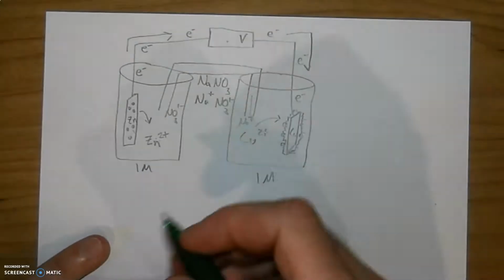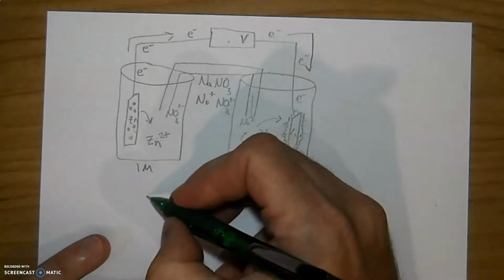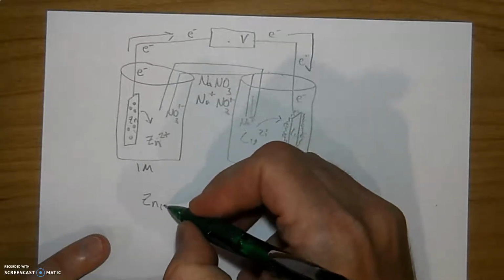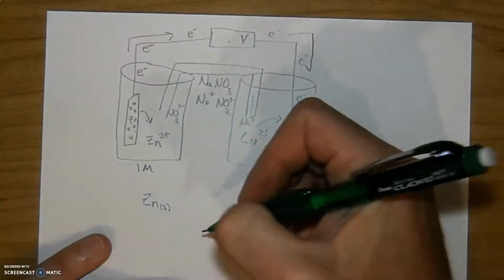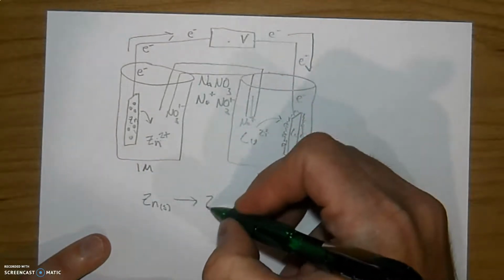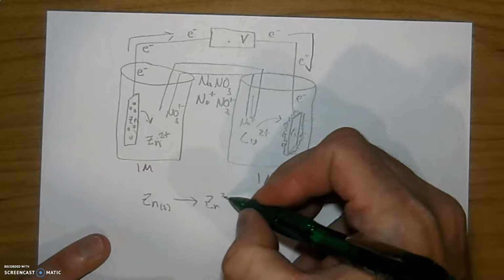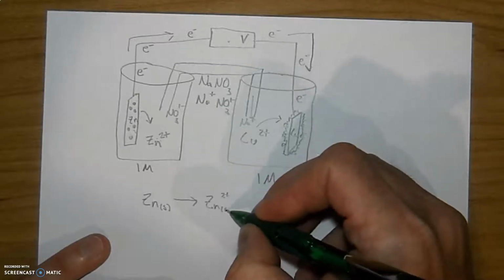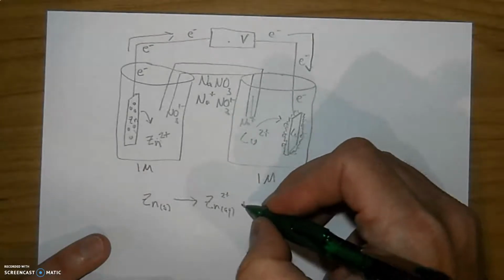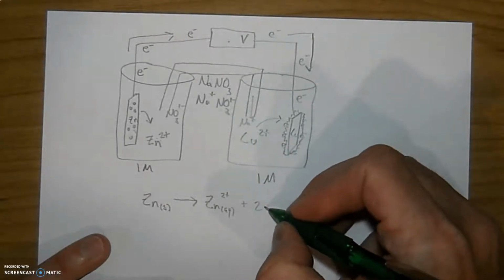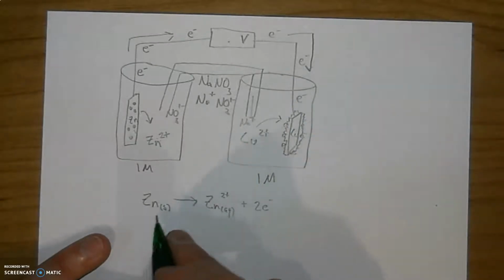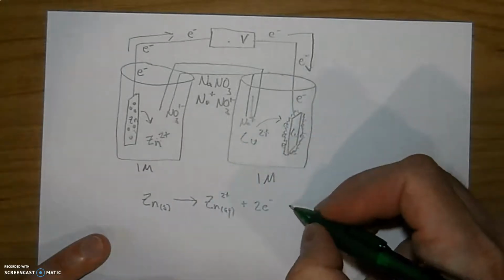So to take a look at the half reactions that are actually happening here, you have zinc solid that is corroding and forming zinc ions. I'll just put aqueous down just so we can see it. And also within that, you have 2 electrons being lost. So again, the idea of losing electrons, this is an oxidation reaction.